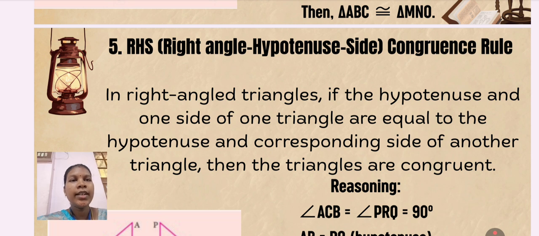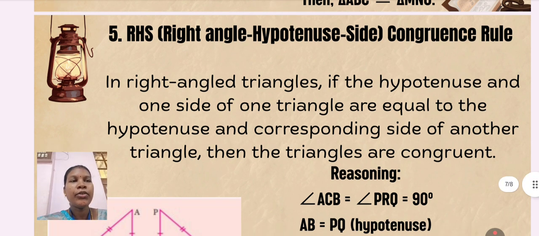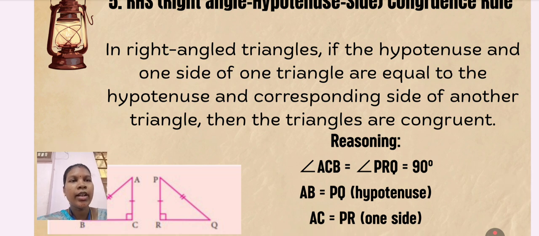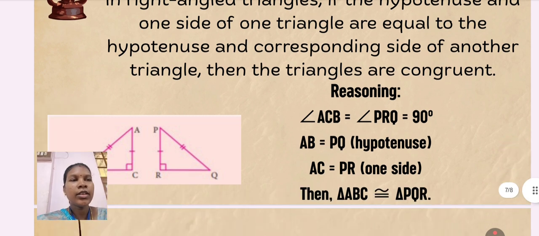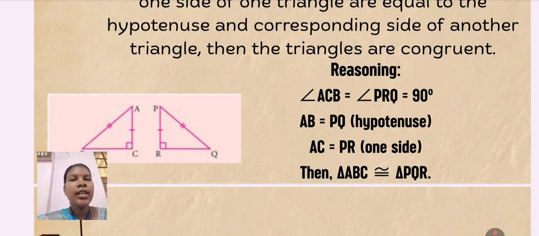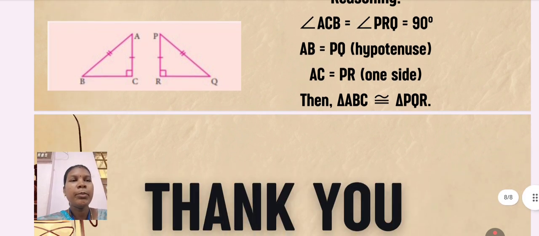RHS means right angle, hypotenuse and side. In right angle triangles, if the hypotenuse and one side of one triangle are equal to the hypotenuse and the corresponding side of another triangle, then the triangles are congruent. Reason: angle ACB is equal to angle PRQ is equal to 90 degrees, AB is equal to PQ hypotenuse, AC is equal to PR one side. Then triangle ABC is congruent to triangle PQR.